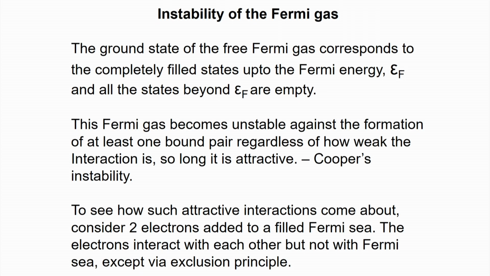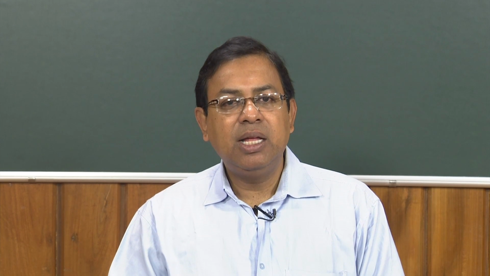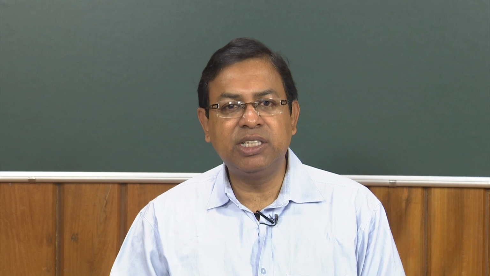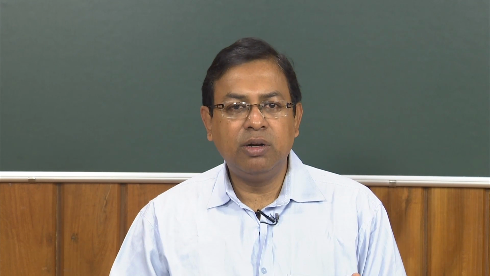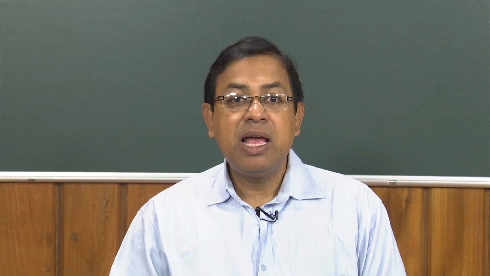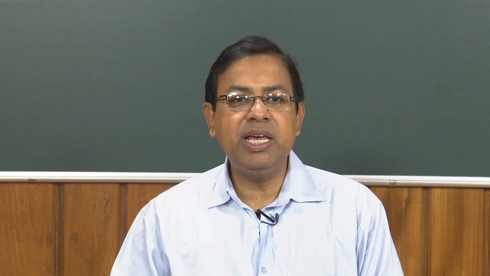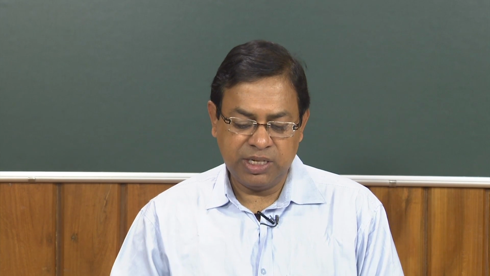To rephrase this, we have a filled Fermi sea or Fermi sphere. If by some means, which we are going to discuss in a while, 2 electrons form a bound pair in the vicinity of that Fermi sphere, lying within the energy scale given by the phonon frequency or phonon energy, then this free Fermi gas is going to be unstable. This is called Cooper's instability.